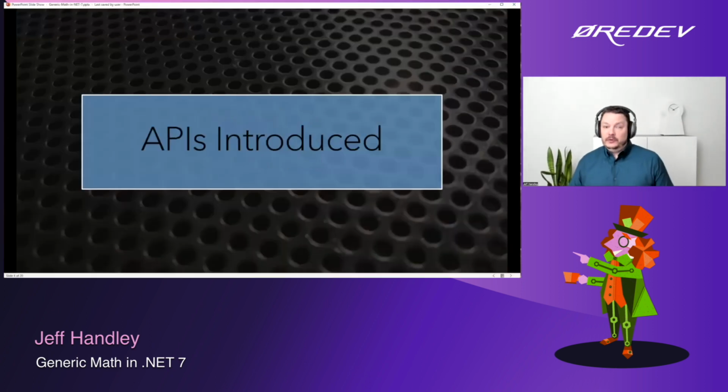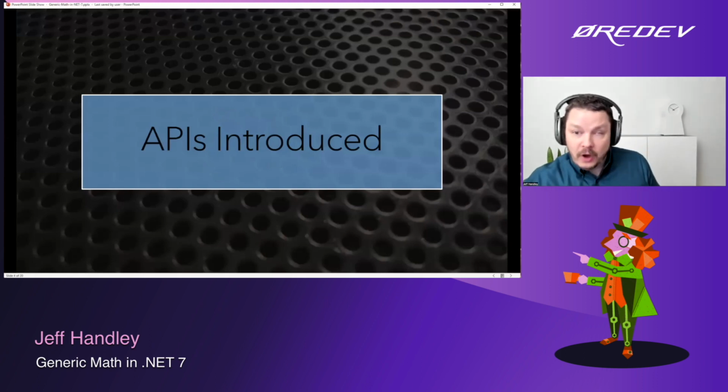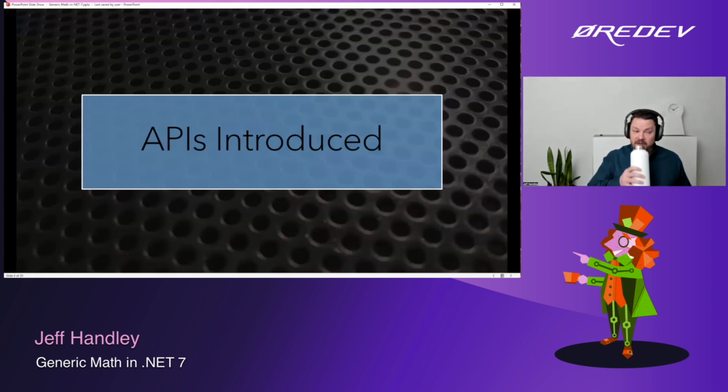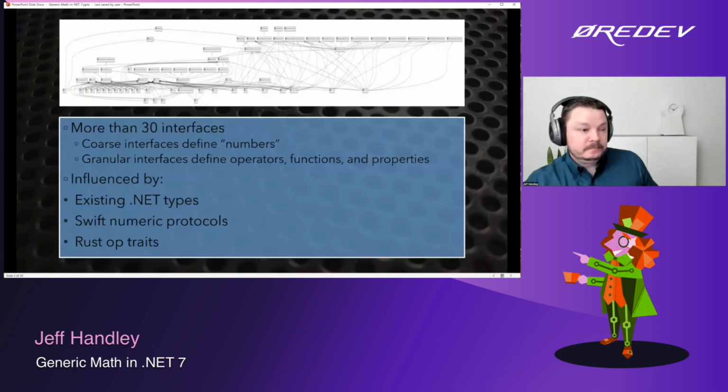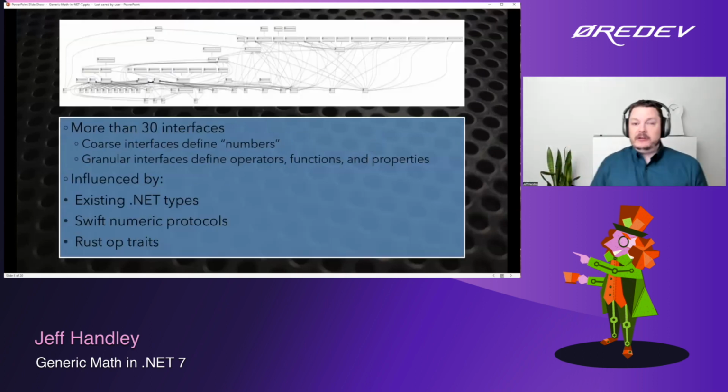So I want to talk through some of the APIs that you saw here and how we designed them. The UML diagram should pretty much tell the story. There's a lot of freaking interfaces here. We had to touch a lot of types to pull this off. In fact, over 30 interfaces were introduced. And this is the first time we've ever introduced new interfaces that we then applied to the primitive types, such as int32.